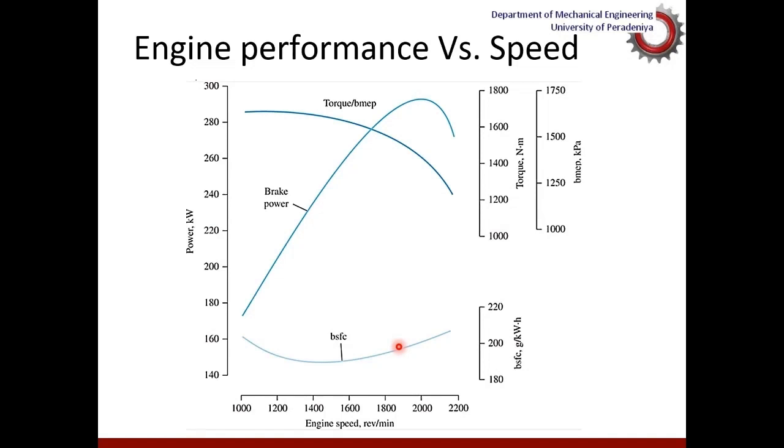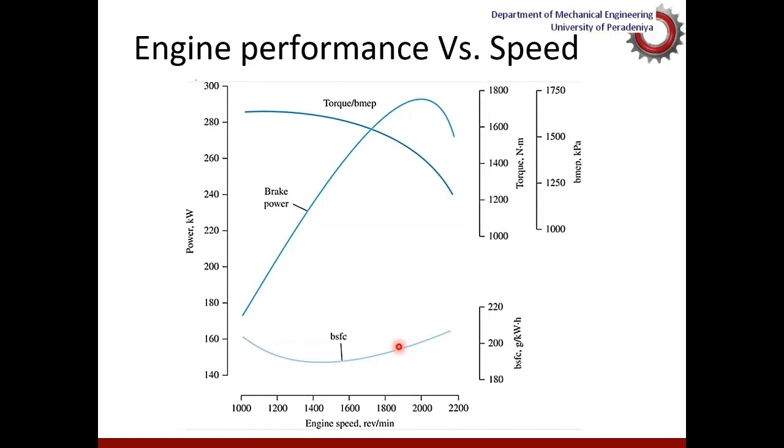But the vehicles we operate under a wide range of operating speeds. Like sometimes we run vehicles at 10 kilometers an hour. Sometimes we run vehicles at 100 kilometers an hour. So the speed changes according to the road conditions, driver requirements, traffic situation, etc. So the vehicles need to be operated at a wide range of speeds.